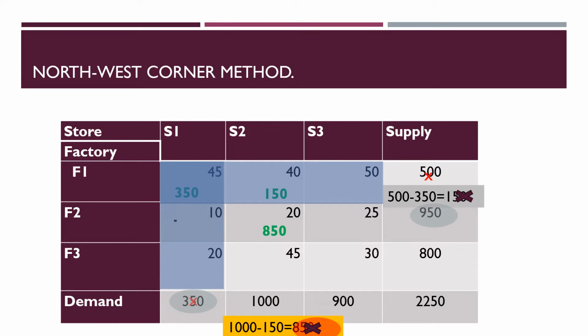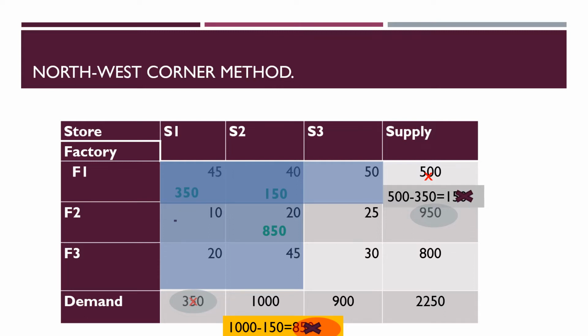Then I will hide this S2 store as well. Now you can see we are only left with F2 is 3 and F3 is 3 cells. Out of these, what is the next northwest corner? That is F2 is 3. Then, how much can we allocate?